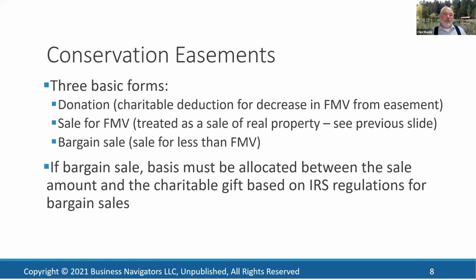And so there's three basic forms when we do that. Generally, a conservation easement is held by a tax exempt entity, a land trust, or the Department of Forestry, or there's other groups that hold these easements. And so we can do that as a donation. We get a charitable deduction for the difference between the fair value of the property before the easement and the fair value of the property after the easement. So it's very similar to what we do with casualty losses. We look at the value before, the value after. This is done with a qualified appraisal, and we can take a charitable deduction for that donation.